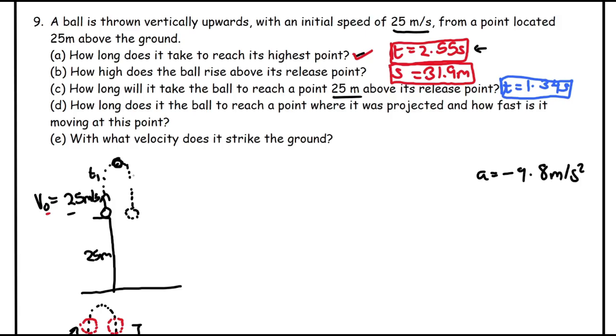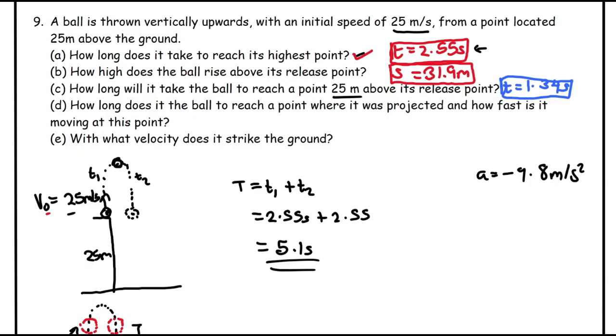So if this is T1 and this side is T2, it means that T, the total time it takes to go from this point and come back here, is equal to T1 plus T2. This gives us 2.55 seconds, which we got from A, plus 2.55. This gives us 5.1 seconds.